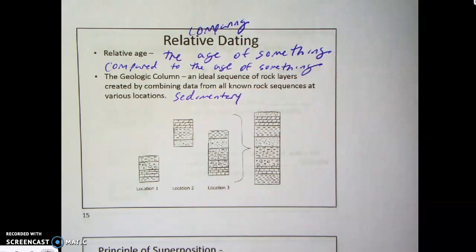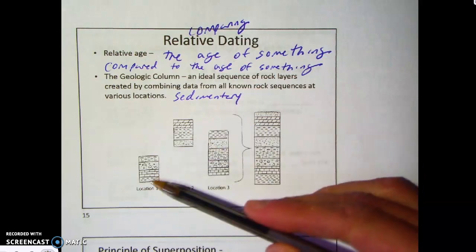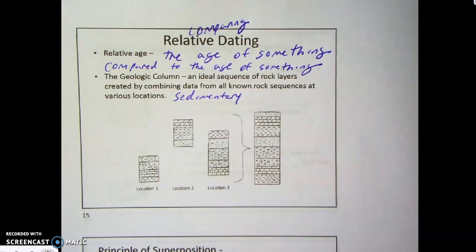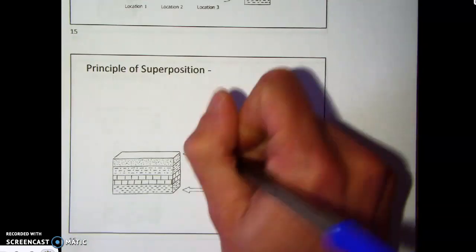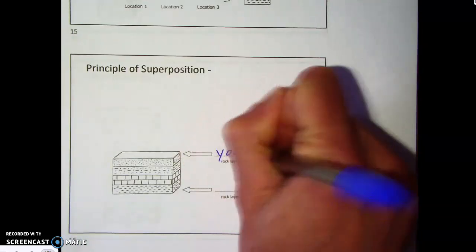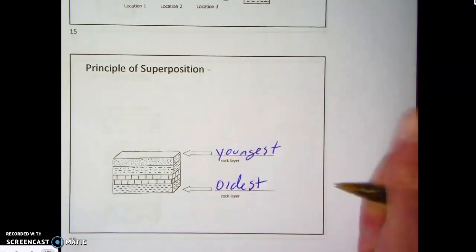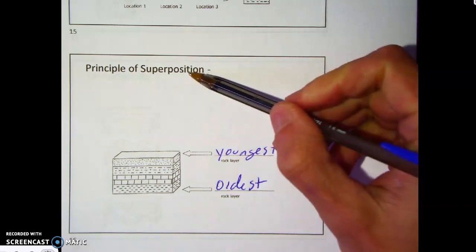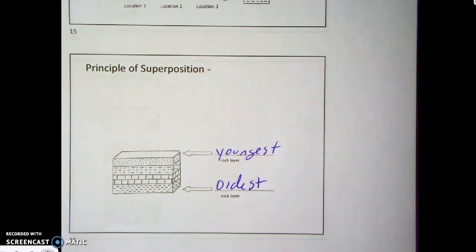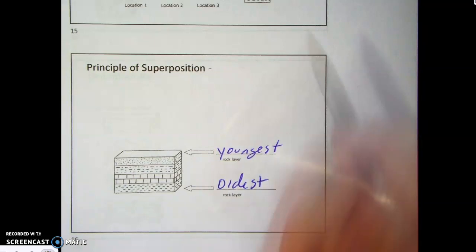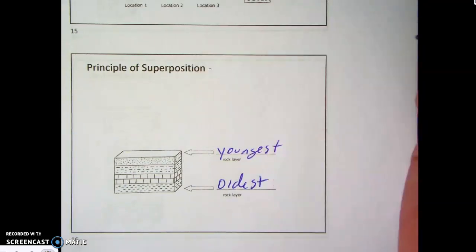Well, sedimentary rocks usually form in layers, and we can assume that we have the youngest rocks at the top and the oldest rocks at the bottom. This is what's called the law of superposition. It's a fairly obvious idea, but it did take people a surprisingly long time to kind of figure it out.